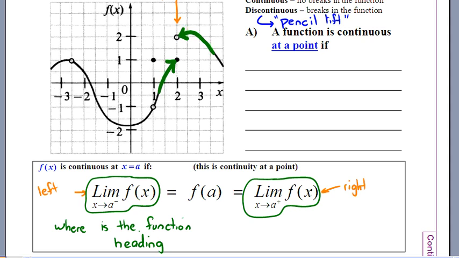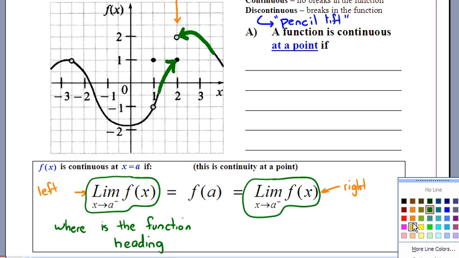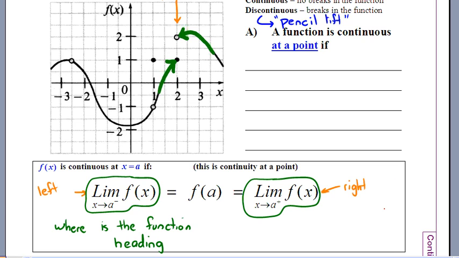And then you ask yourself, well, where does the function actually go? When you actually get to the moment when you're at x is equal to 2, where is the function? Well, it looks like this particular function, if I find the little dot here, it's actually sitting right there. Okay? So this part right in here is saying, well, where did the function actually go?